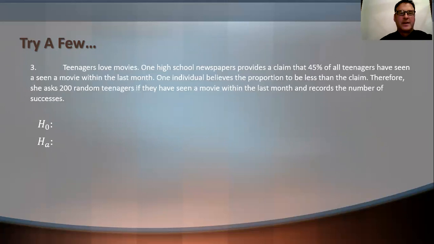It says teenagers love movies. One high school newspaper provides a claim that 45% of all teenagers have seen a movie within the last month. Individuals believe this proportion to be less than the claim. Therefore, they asked 200 random teenagers if they've seen a movie within the last month and record the number of successes. So again, you're going to have to decide if this is a p or a mu that we're using. Hit pause and record your answer, and we'll see if we got the same stuff.